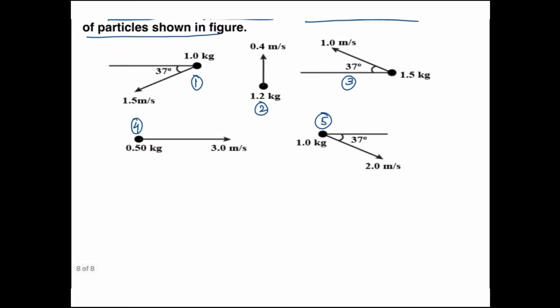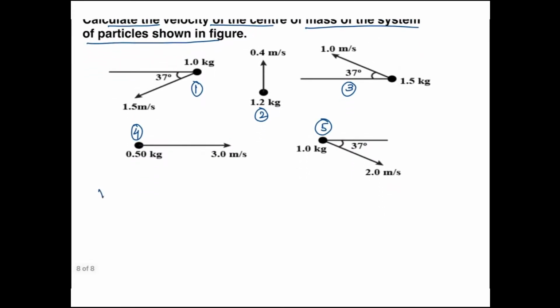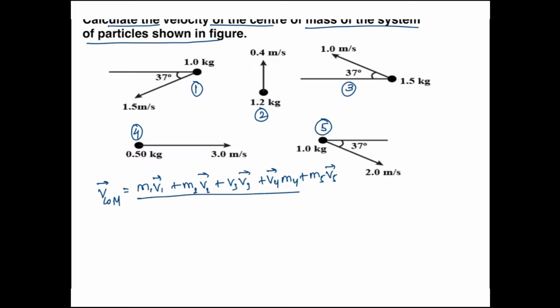Now what will happen here? We will take the components of the velocities, because we know that the velocity of the center of mass is given by m1 v1 plus m2 v2 plus m3 v3 plus m4 v4 plus m5 v5, upon the sum of the masses, that is m1 plus m2 plus m3 plus m4 plus m5. Now here we have to find the values of v1, v2, v3, v4 and v5.